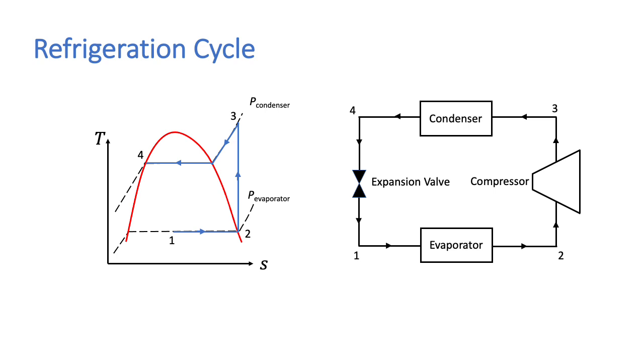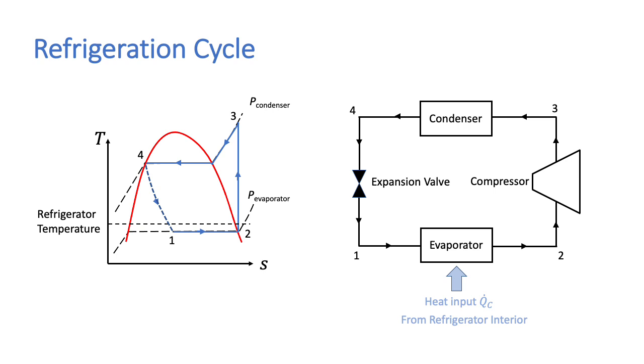The expansion process in the refrigeration cycle then is shown as a dotted line from 4 to 1. We show this as a dotted line because this expansion is a highly irreversible process, and so we cannot represent it as a quasi-static process on a TS diagram.